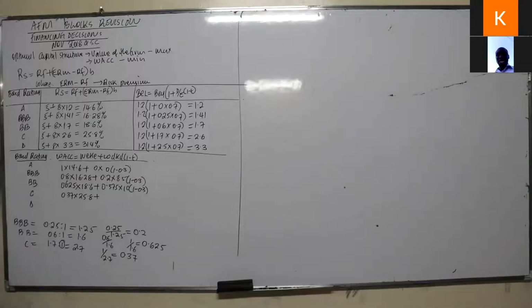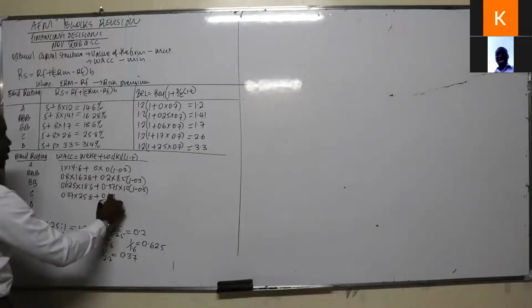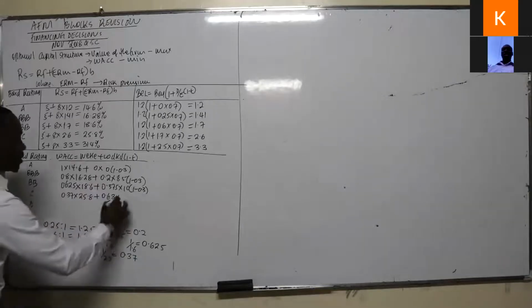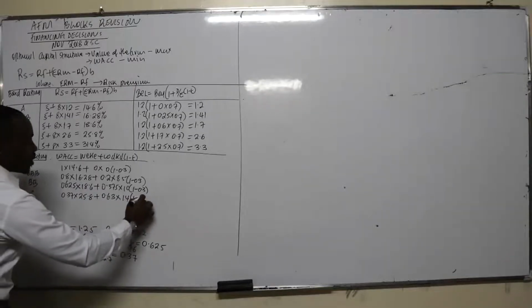Therefore, the weight of the debt will be 0.63. And the cost of the debt for this one is 14%. So it's 14, 1 minus 0.3.